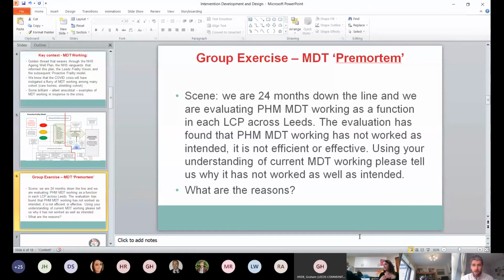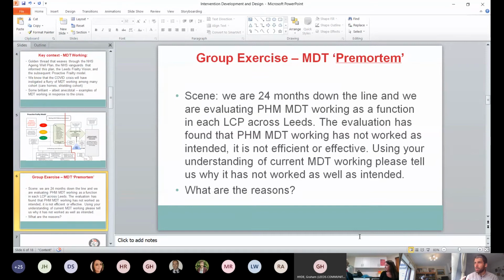What that evaluation has found is that the function of multidisciplinary teamwork for your population health management project hasn't worked as intended. It's not efficient and it's not effective. So using your current understanding of multidisciplinary teamwork, we just want to know, what are the potential reasons why effective MDT wouldn't work? Fundamentally, what are those reasons? You might have a broad spectrum of reasons, or a very narrow focus, maybe 1, 2, or 3 reasons why it mightn't work.